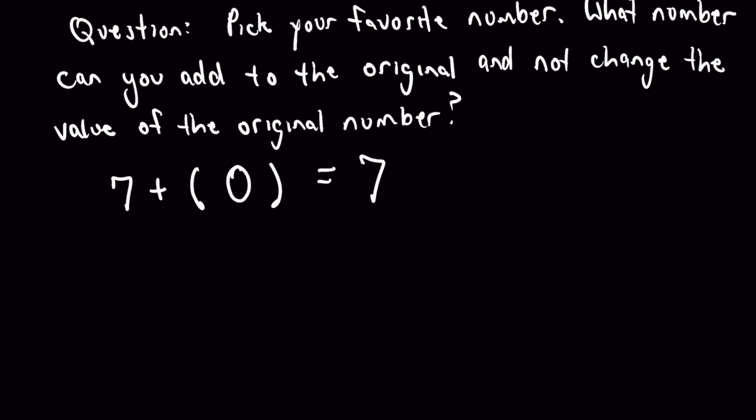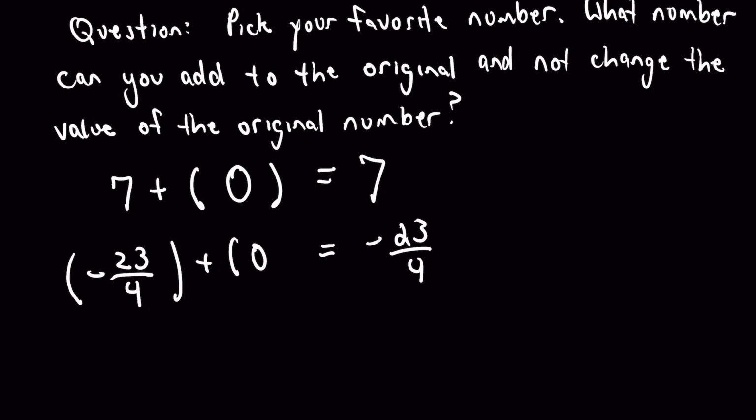Maybe your favorite number is -23/4. Well, what would I add to that to get, again, my favorite number of -23/4? Well, again, I would just simply have to add 0. So this number 0 is known as the additive identity. It's the only number that you can add to another number and not change it.